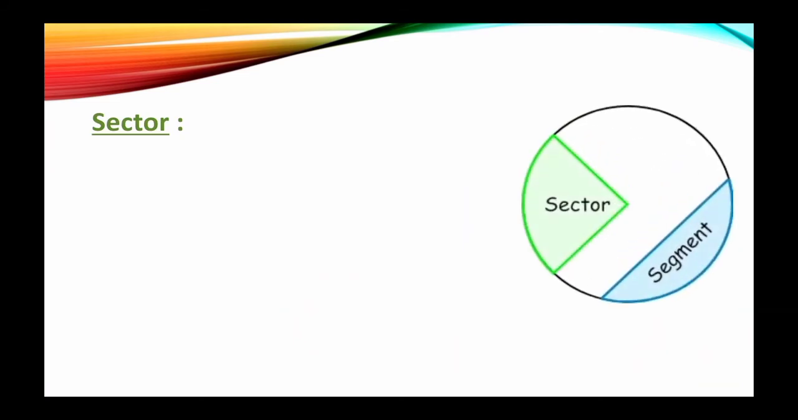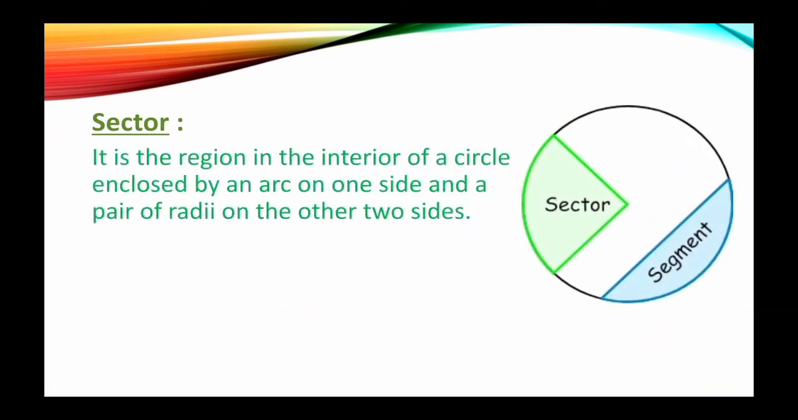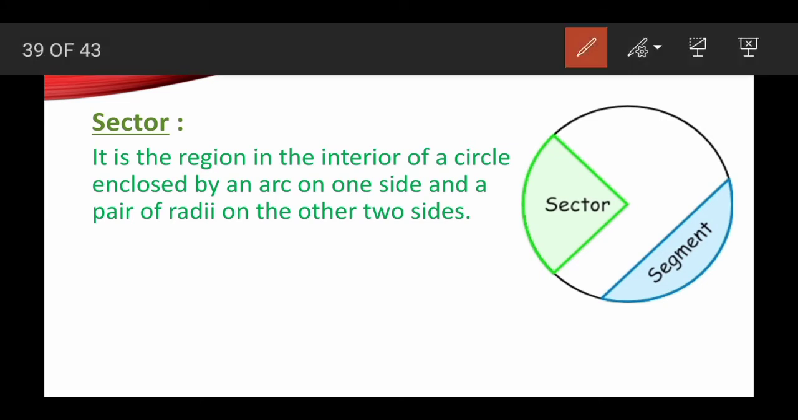Now come to sector. It is the region in the interior of the circle enclosed by an arc on one side and a pair of radii on the other two sides. Here is the arc, and these are the two radii. The space between them is known as a sector.